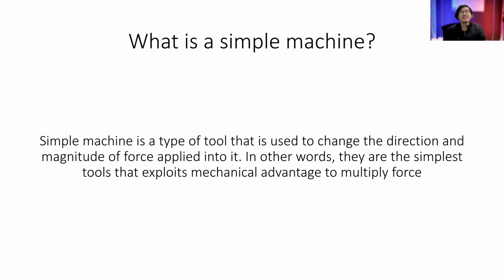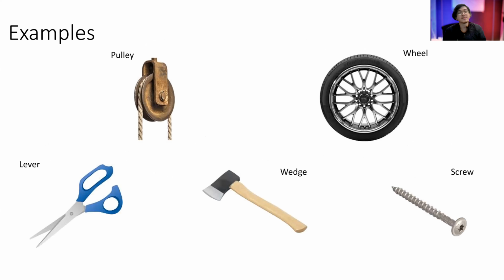So, what is a simple machine? As you can see, simple machines are a type of tool that is used to change the direction and magnitude of force applied to it. In other words, they are the simplest tools that exploit mechanical advantage to multiply force. Examples of those are pulleys, wheel, lever, wedge, and screw.